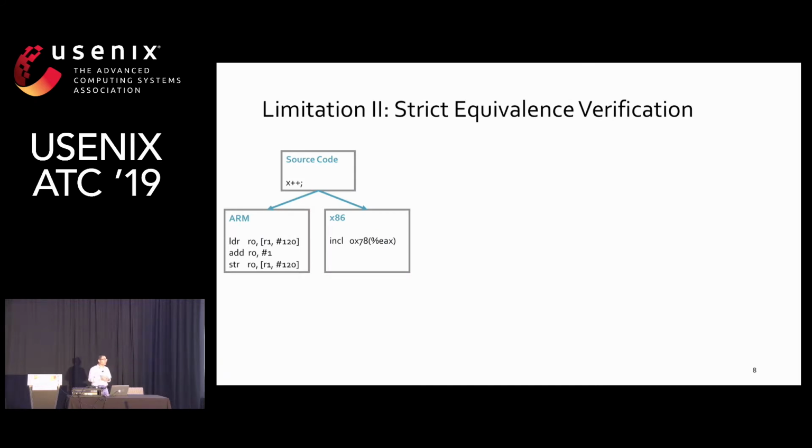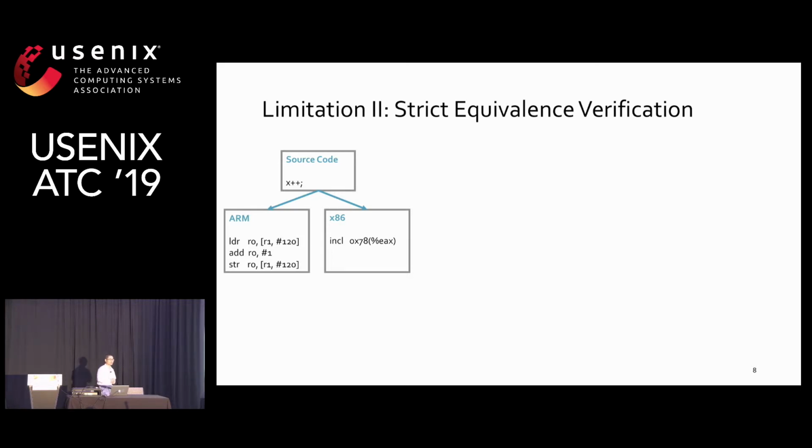Another limitation is caused by the strict equivalence verification. The purpose of the verification is to verify the register and memory equivalence between the guest and host instructions in the learned translation rules. However, this equivalence verification may also discard many potential translation rules.